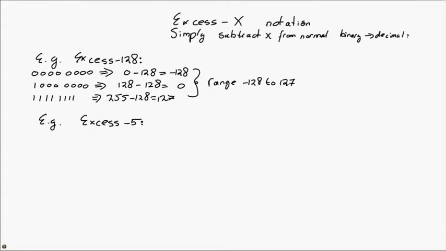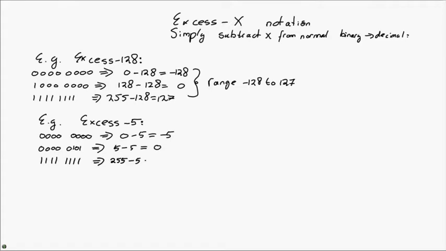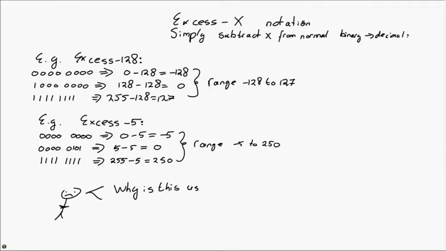However, we can then also have, for instance, excess 5 notation. And excess 5 differs from 128 in only one very simple matter. Rather than subtracting 128, we need to subtract only 5, and then we will find a range of minus 5 to 250, something slightly different.